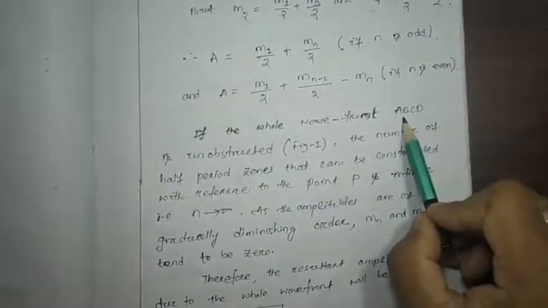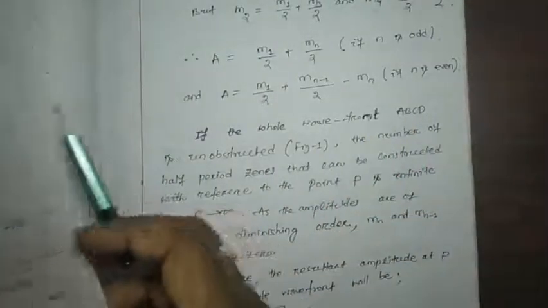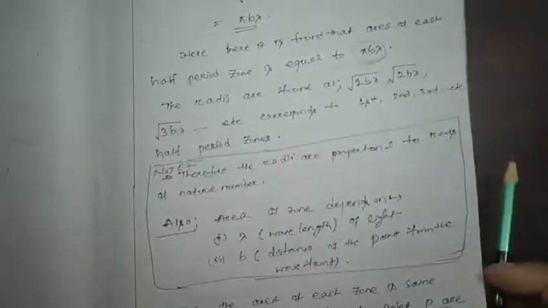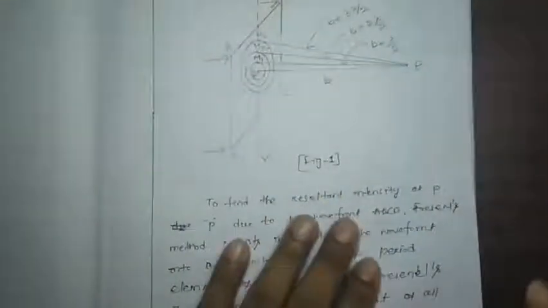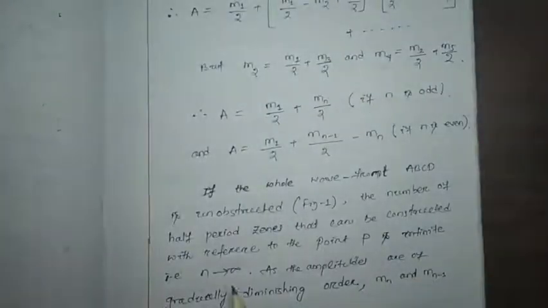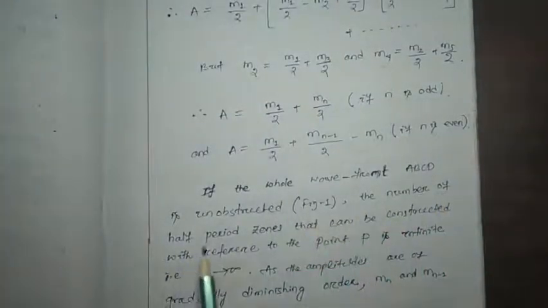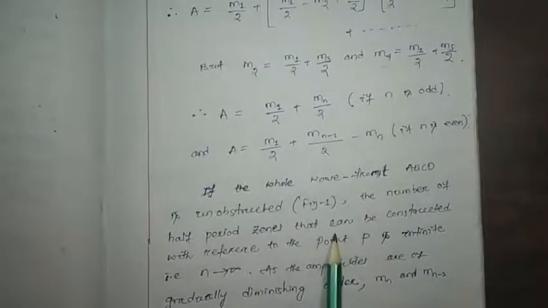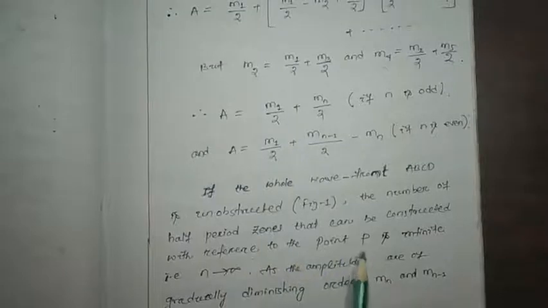If the whole wavefront ABCD is obstructed, now we have to consider figure 1. Suppose this whole wavefront has been obstructed and is not going to be propagated through this slit. Then what will happen? The number of half period zones that can be constructed with reference to the point P is infinite.